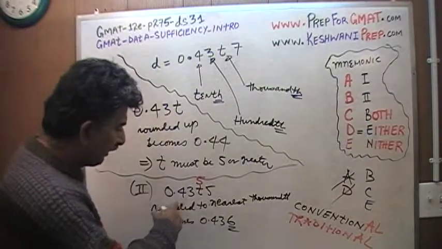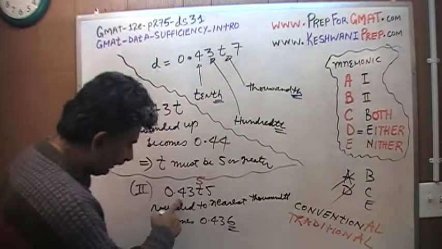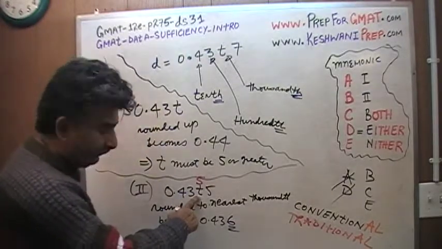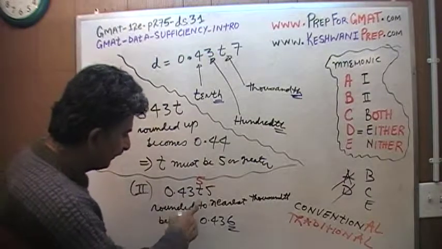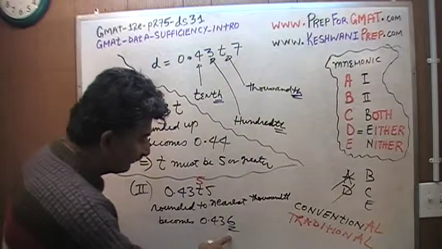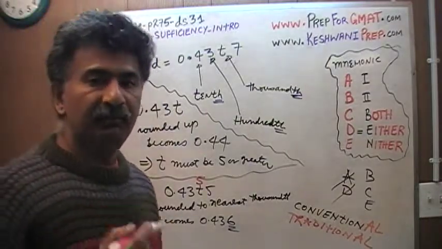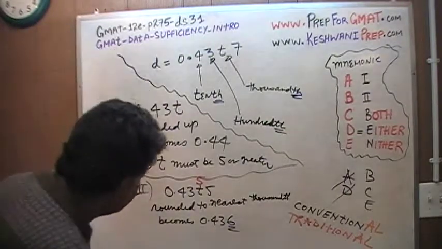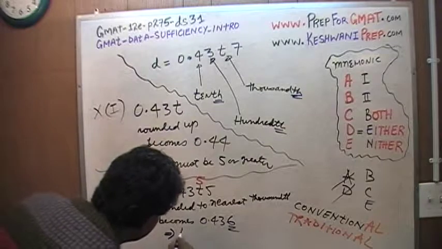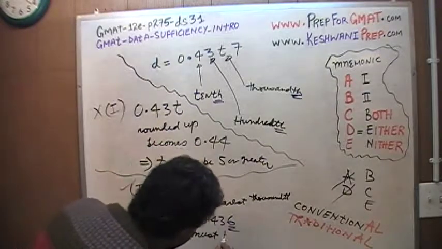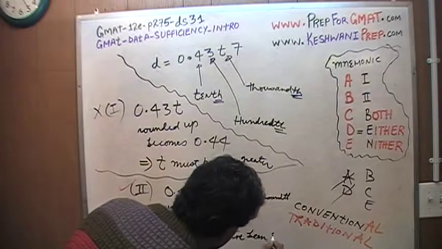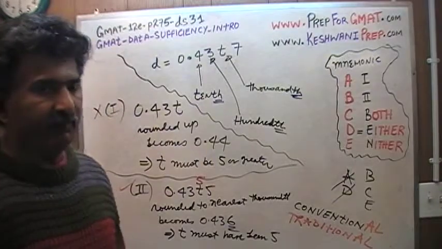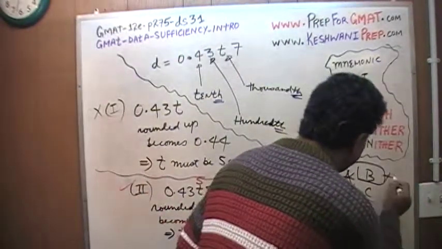Since you just told me that when I round this number to the nearest 1000th digit, this t becomes 6, that tells me that t must have been 5. There you go. Second statement by itself is enough. This implies that t must have been 5, which becomes 6 upon rounding. So the second statement by itself is enough. The answer is B.